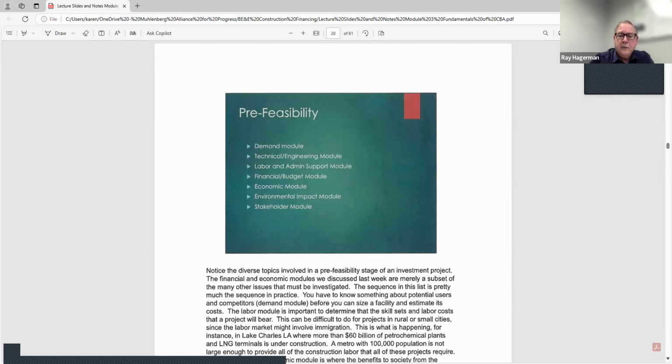Labor and admin support. Do we have enough people to support this company? Do we have enough other services that can support the company when they do move in? Financial budget model. Okay, can they make this work? Can they make money at it? How's this going to come together? Do they want to lease the project?